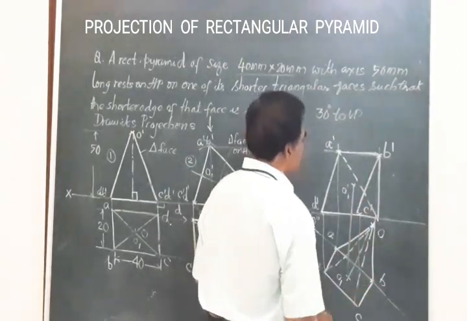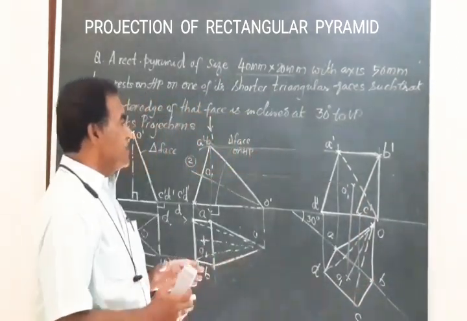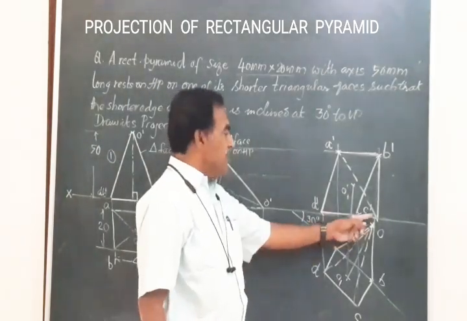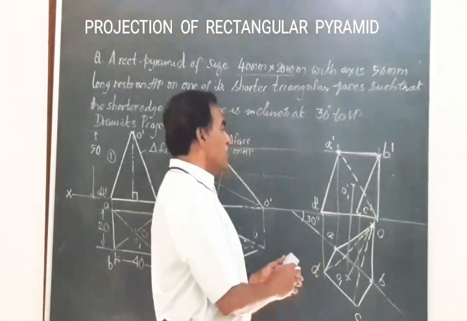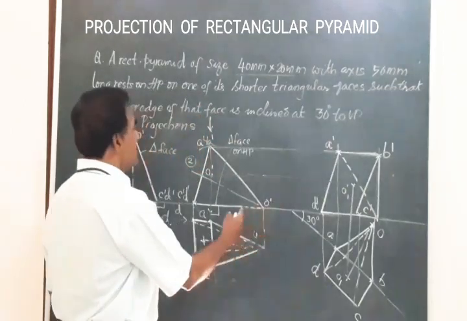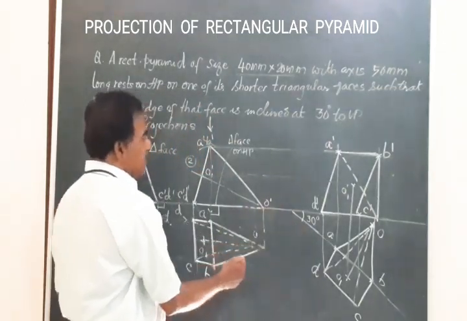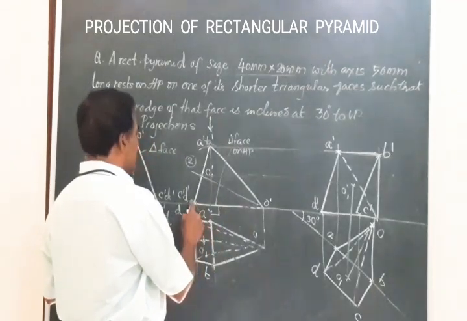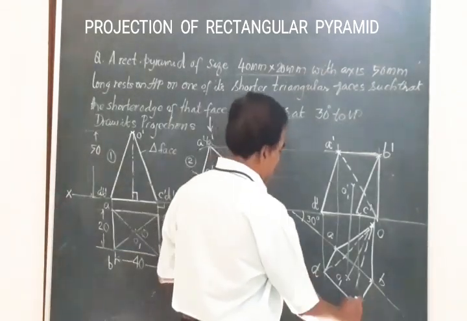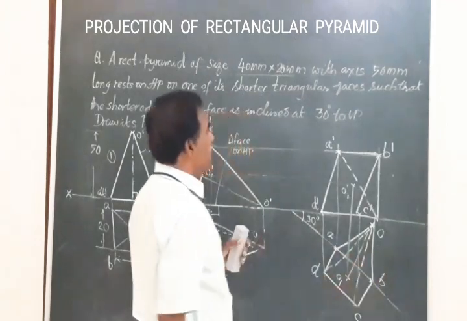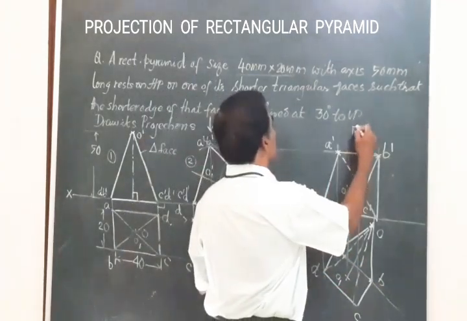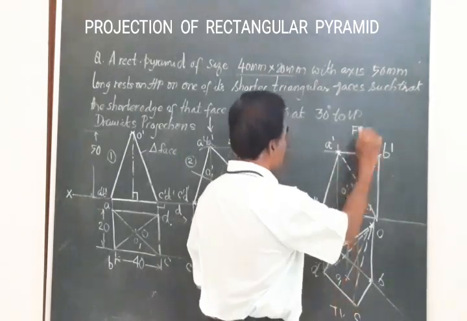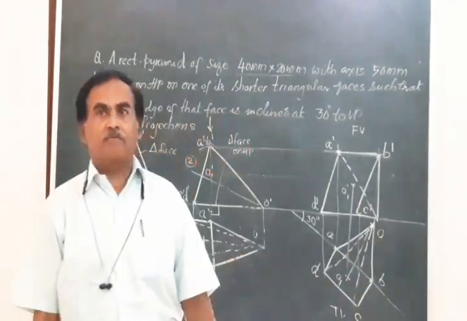So you can see friends, finally the object is resting on O dash C dash D dash. O dash C dash D dash represents one of the slant faces that is on HP and the shorter edge of the triangular face on which it is resting, that is CD, is at an angle of 30 degrees to VP. So finally this becomes the front view and this is the top view and this gives the complete solution. Thank you.